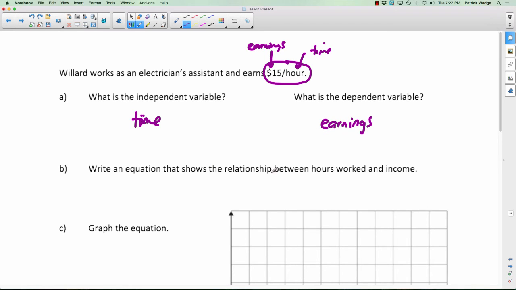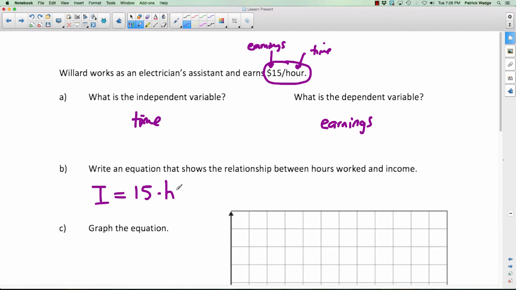Okay, write an equation that shows the relationship between hours worked and income. So we want an equation that says income is equal to, well, what's it equal to? Income is equal to $15 times the number of hours you worked. So 15 times, I don't know how many hours you work, so what should I do? Just put a letter. How about H for hours? 15 times H, or just 15H. This equation is a relationship between how many hours you worked and the amount of income you get.